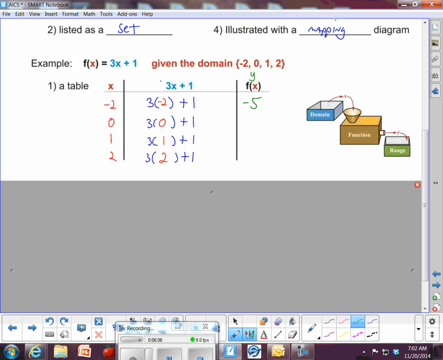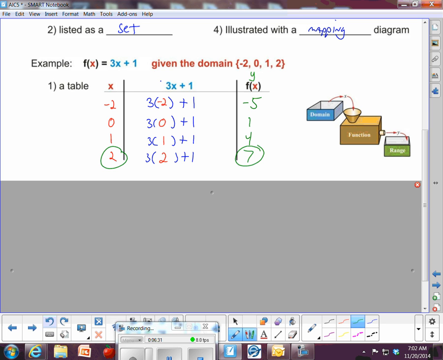Okay, the second one is 1. So abscissa 0 is paired with ordinate 1. Right? And then the third one is 4. So abscissa 1 is paired with ordinate 4. And the fourth one is what, 7? So abscissa 2 is paired with ordinate, or image, 7, right?